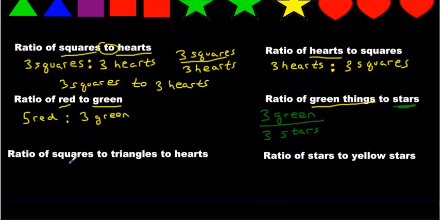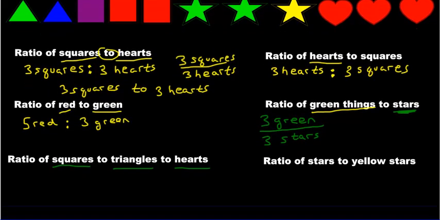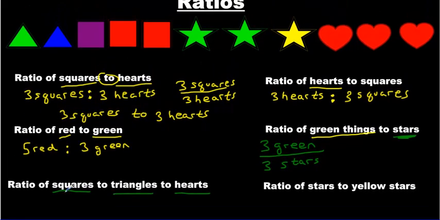Ratio of squares. Now look at this. We have more than 2 things being compared. We have squares to triangles to hearts. We've got all 3 put together. So how do we do this? We've got squares first. So we've got 3 squares. We'll write 3 squares, dot, dot. To triangles, we've got 1, 2 triangles. So we'll write 2 triangles.